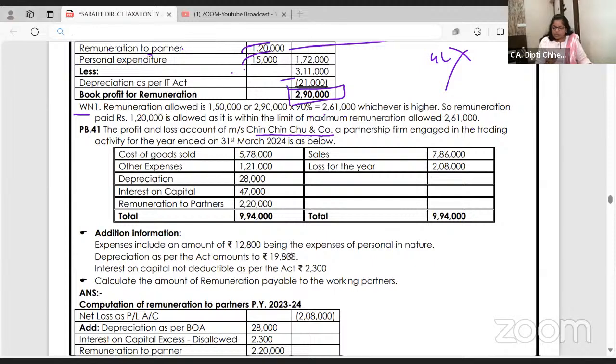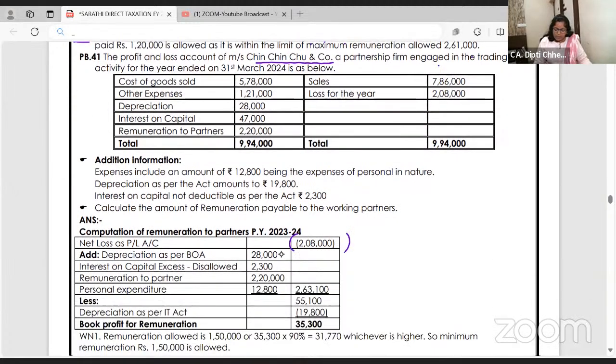Let us do it together. It is a very beautiful problem. Profit and loss account of Chin Chin Chu. Thanks to my typist who has given all these names. Sales is given as loss, so if there is a loss, we put it in bracket. Now, depreciation as per books, add back. Expenses include 12,800 personal, add back. Depreciation as per income tax 19,800, deduct. Interest on capital is excess 2,300, add back.